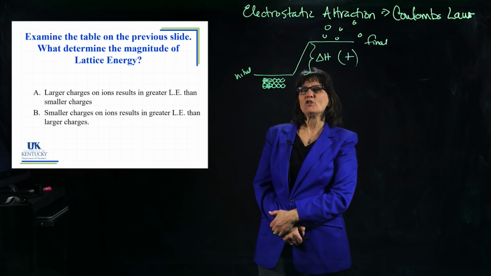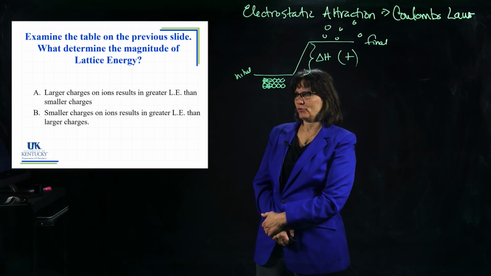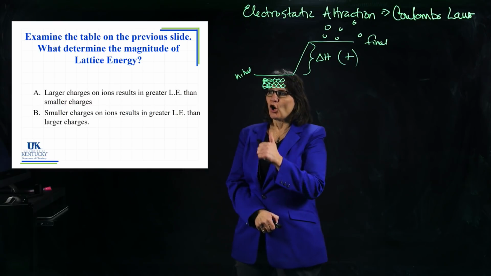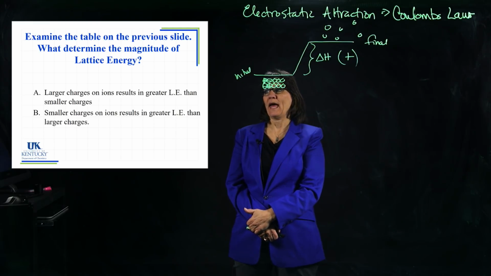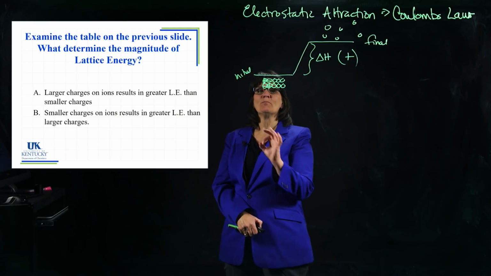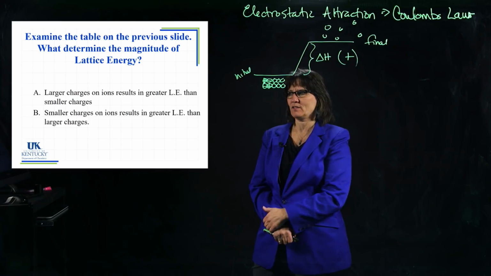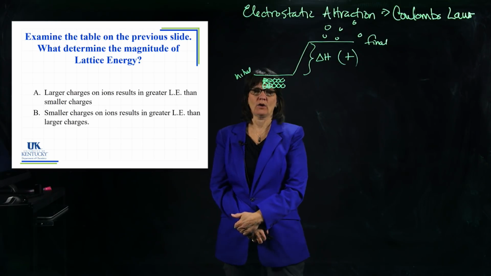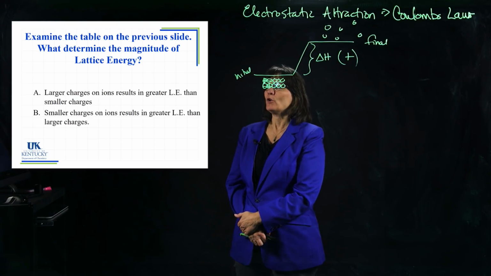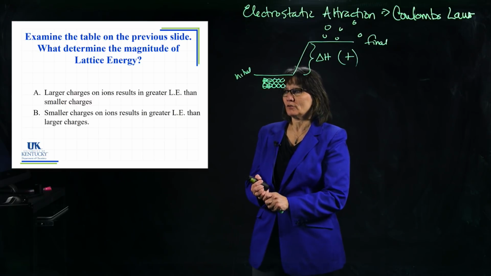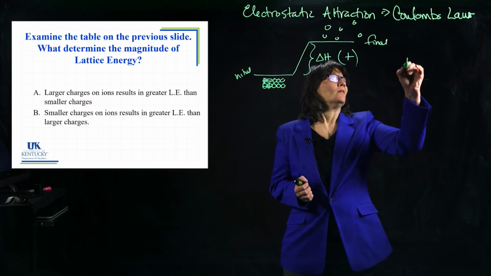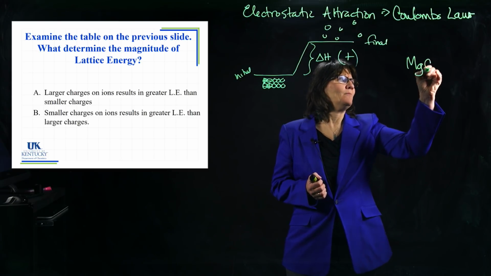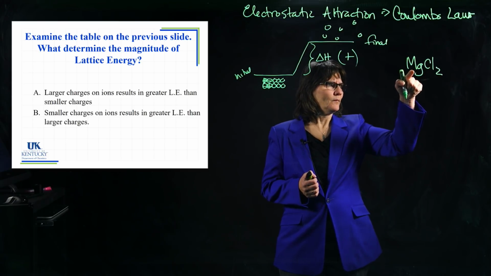All right, so as you look at those values, would you say that larger charged ions result in larger lattice energies, or would you say smaller charged ions result in greater lattice energy? Okay, now what do I mean by greater and smaller size charges? Okay, so for example, let's just pick one, MgCl2.